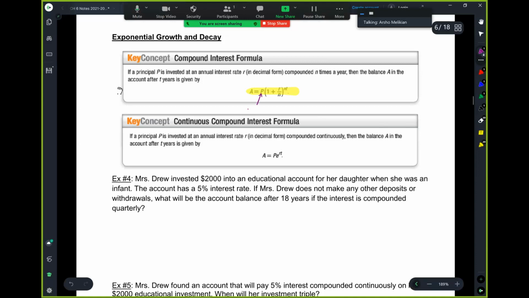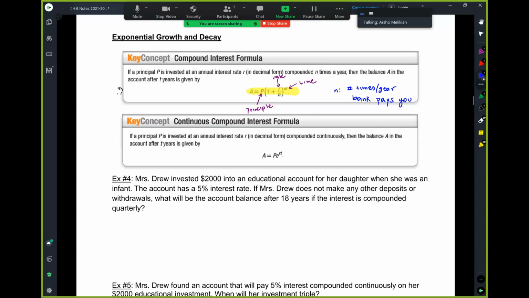So P is the principal, not like Miss Howard, but how much money you go to the bank with. R is the rate in decimal. T is time in years. And N is the number of times per year that the bank pays you interest.